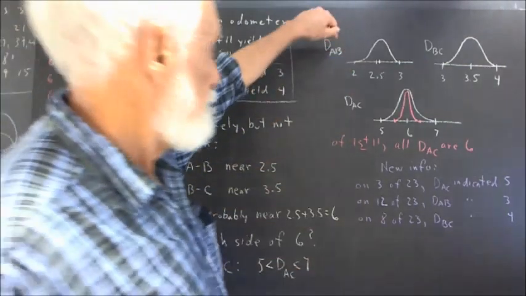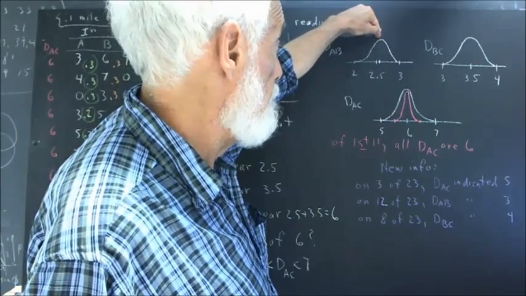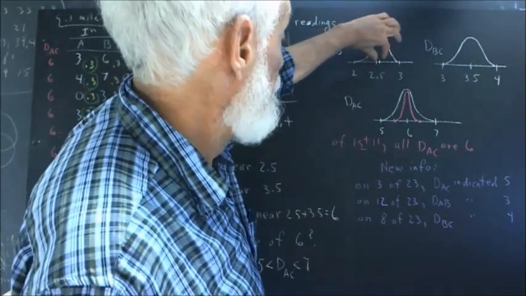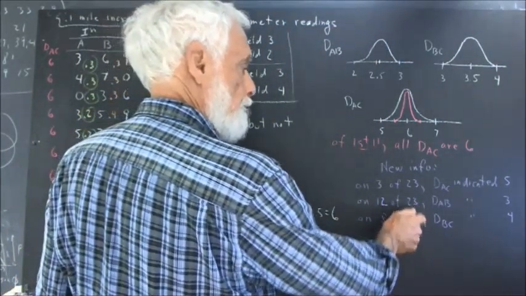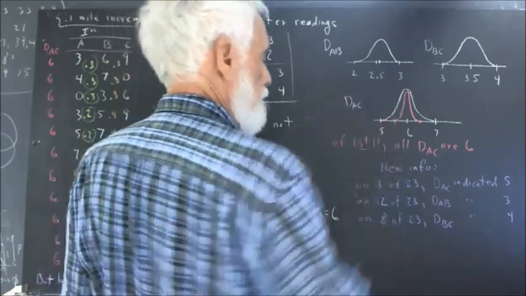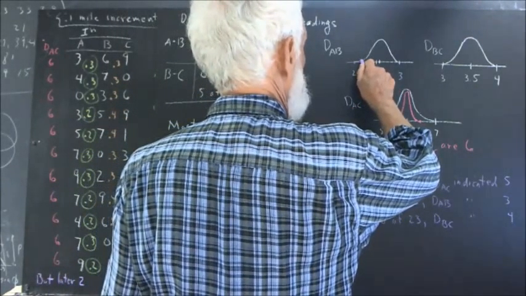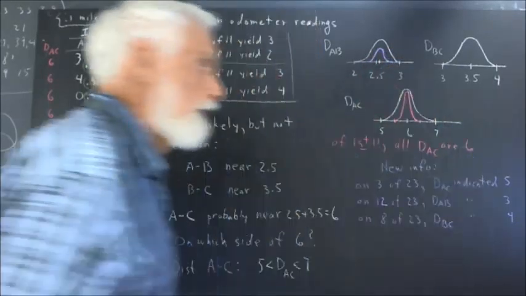In the case of the distance from A to B, it doesn't really have too significant a change on where the center of this curve ought to be, but it does narrow our curve. We're quite a bit more sure, based on 23 results, that we're pretty close to halfway. So I'm going to say, well, our new information narrows our curve down like this.